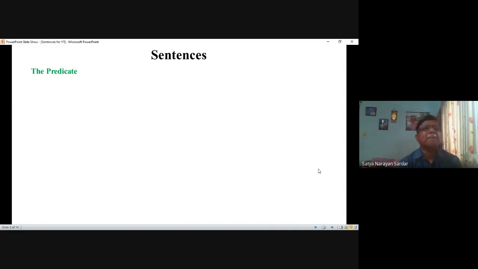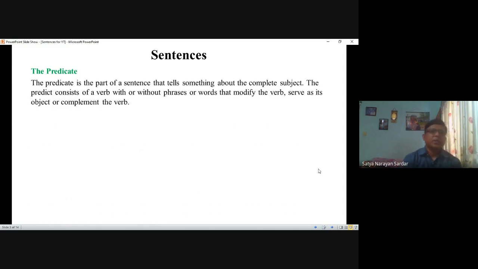Then we go with predicate in a sentence. What is a predicate? Let's see. The predicate is the main part of a sentence that tells something about the complete subject. We got to know complete subject can be single word also, can be more than one word also, could be one noun phrase. The predicate consists of a verb with or without phrases or words that modify the verb, such as its object or complement. That is predicate.